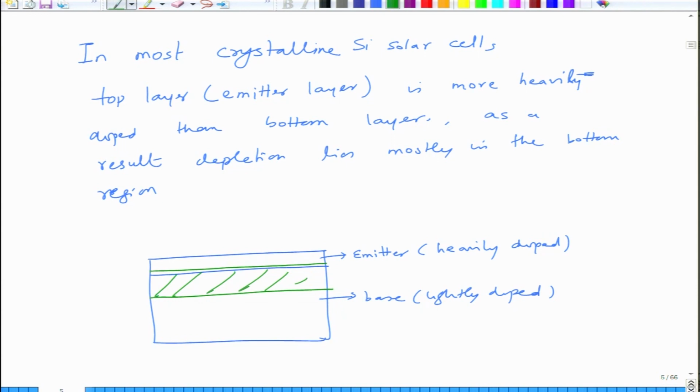So for example, if your ND is much smaller than NA, then you can say that W is approximately equal to the square root of 2 epsilon s VBI divided by Q into ND. It is solely governed by ND. So if there is a 2 order of magnitude difference in NA and ND, then obviously one is going to be ineffective. As a result, ND is the more dominating factor over NA in determining W.